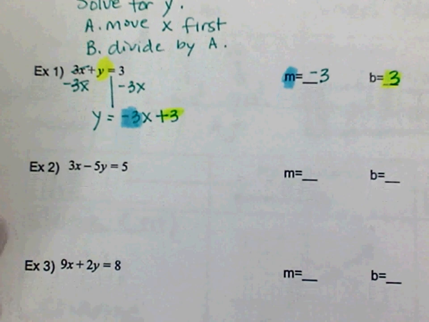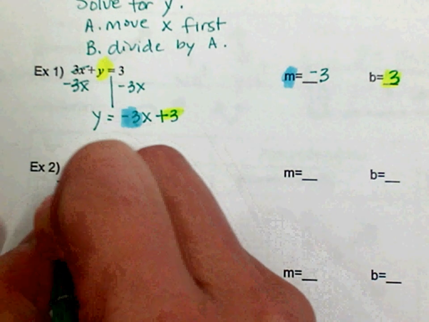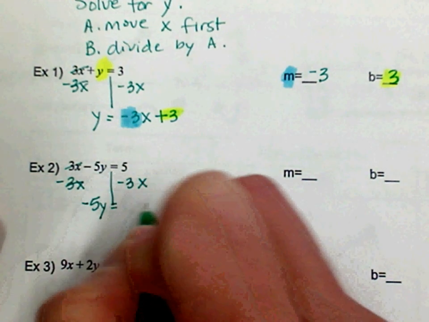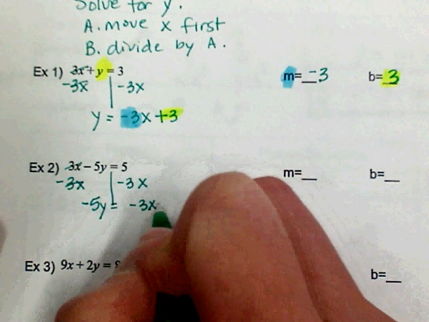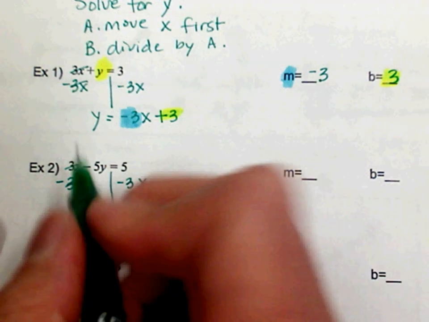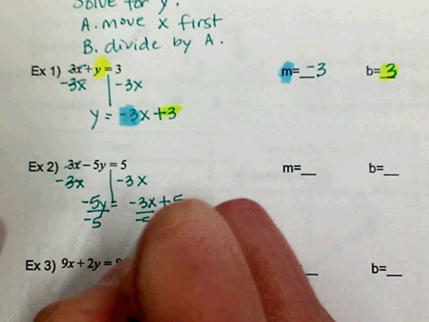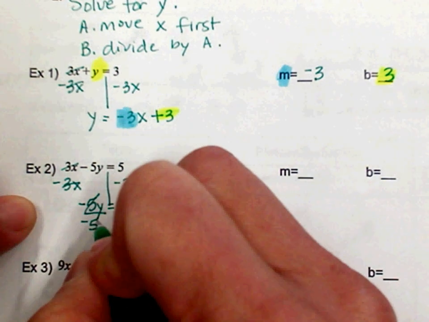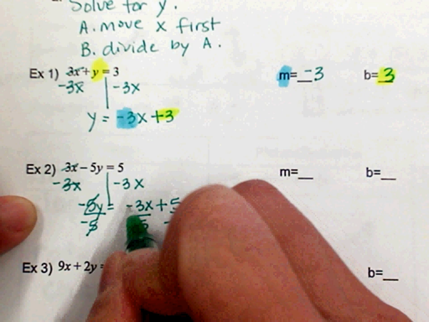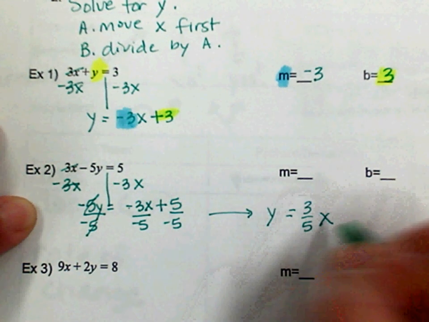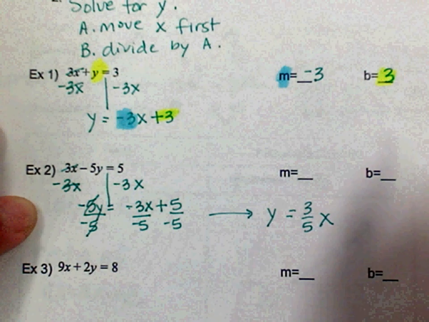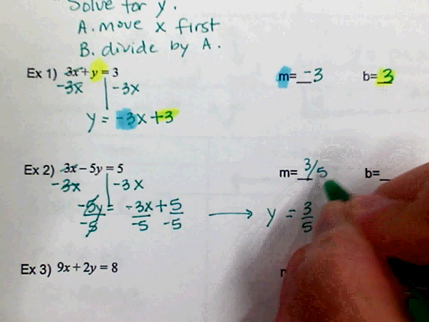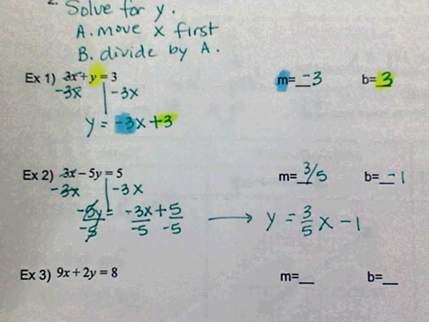Example 2. Minus 3x, that cancels. Negative 5y equals negative 3x plus 5. There's nothing there, so that's a plus 5. Understood? Plus. Divide both sides by negative 5. Each one of these by negative 5. Okay? So this comes out to be, cancel, y equals a negative, and a negative becomes a positive. Write it just like that. Positive 5 divided by negative 5 is negative 1. So your slope, which is in front of the x, is 3 over 5. Y-intercept is negative 1. Just like that.